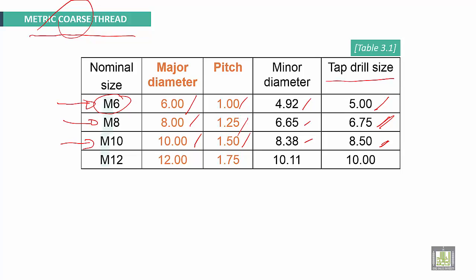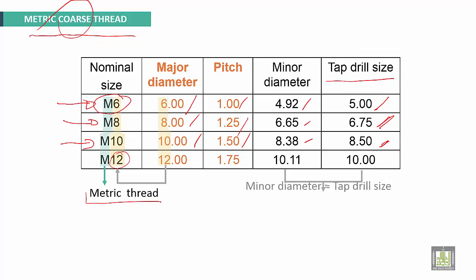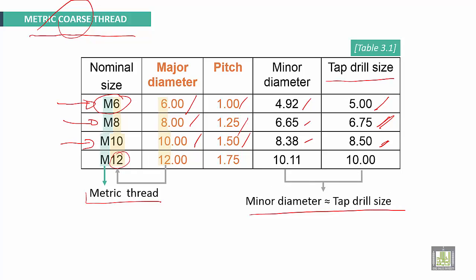Let's move now to see. In the symbol, M is for metric thread, and the number here is the measured diameter or the nominal size. Minor diameter and tap drill size, the dimension will be almost the same, 10.11, and here 10. This should be standard.